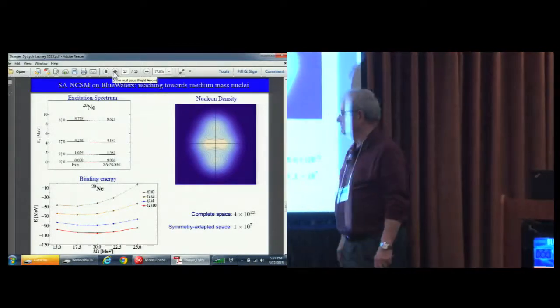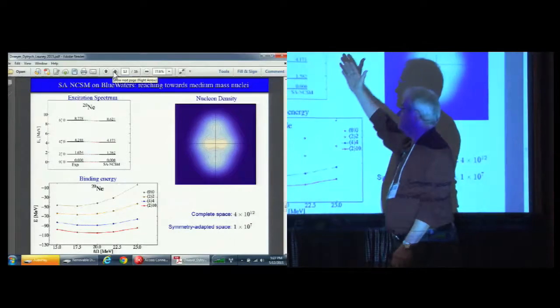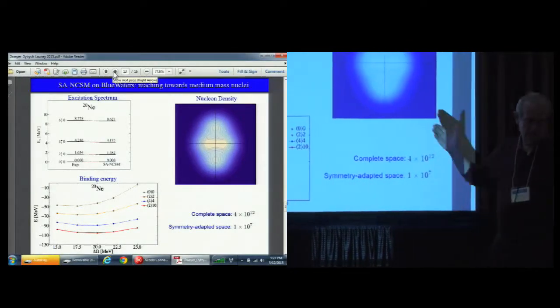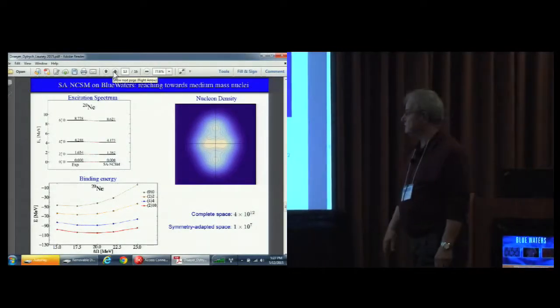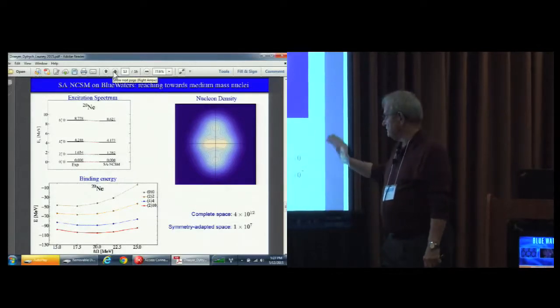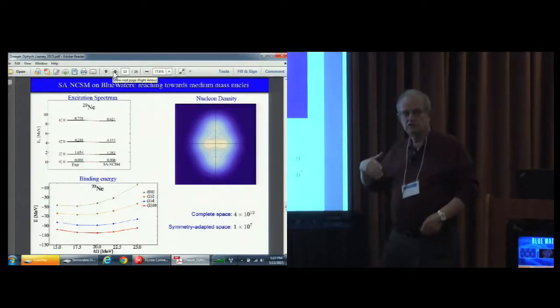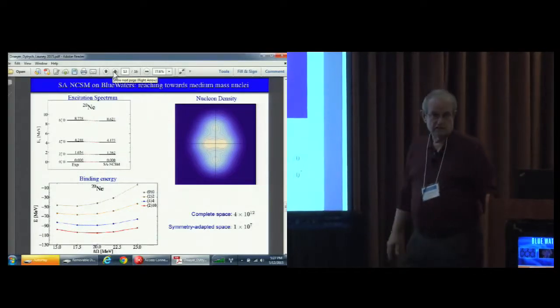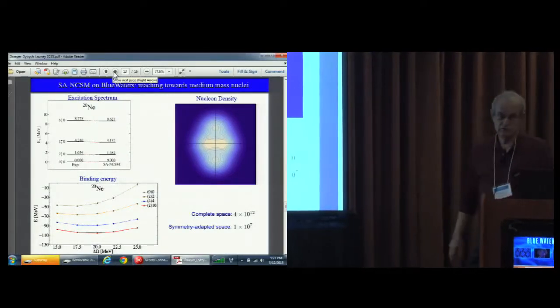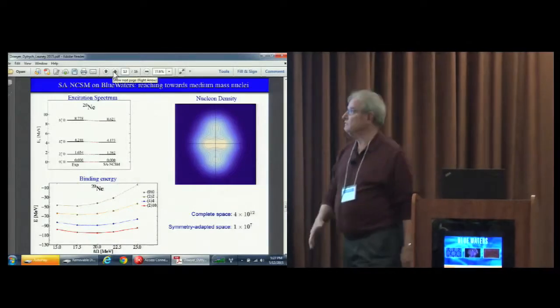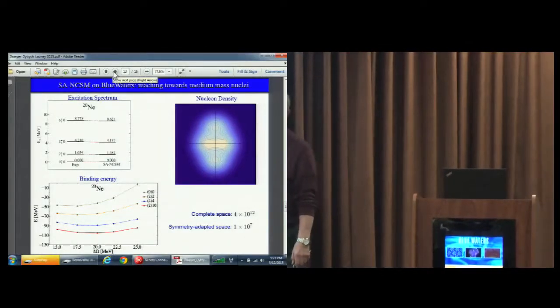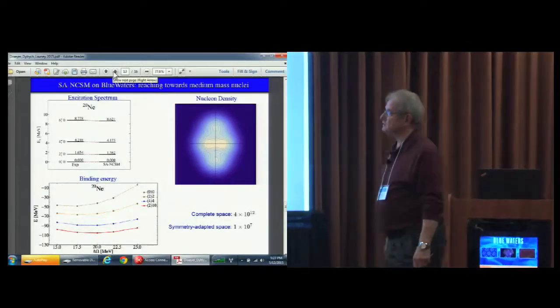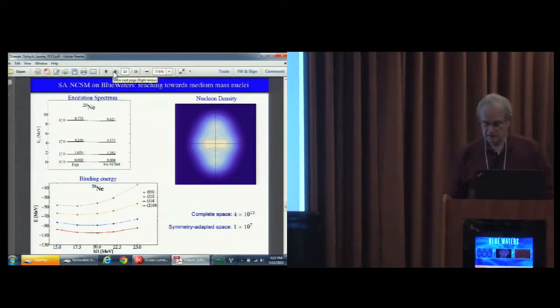With that, you can do other calculations, like neon 20, which is much higher than no-core shell model folks have been able to do. The complete space is 10 to the 12th. If you actually use the fact that there's an effective symmetry, you can bring it down to 10 to the 7th. That's 5 orders of magnitude, a huge savings by using a little bit of physics. And you can actually see what the structure of something like neon is.